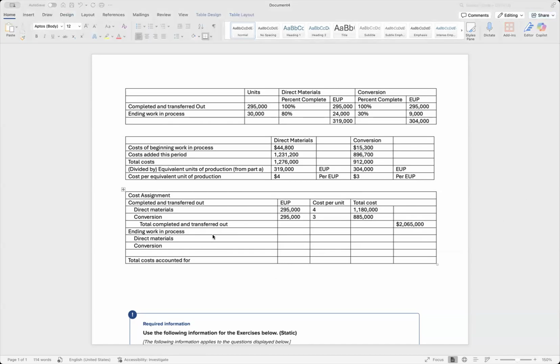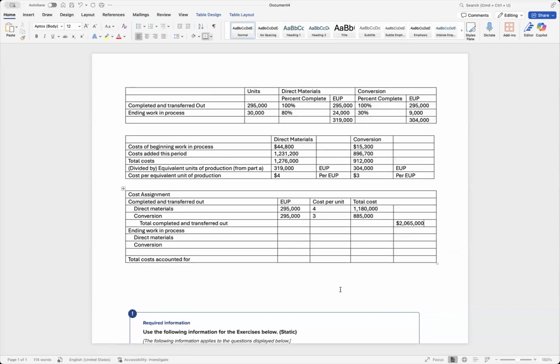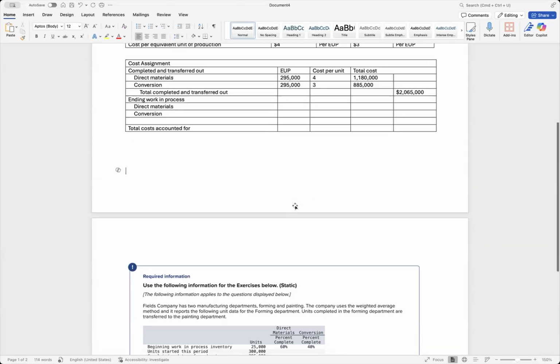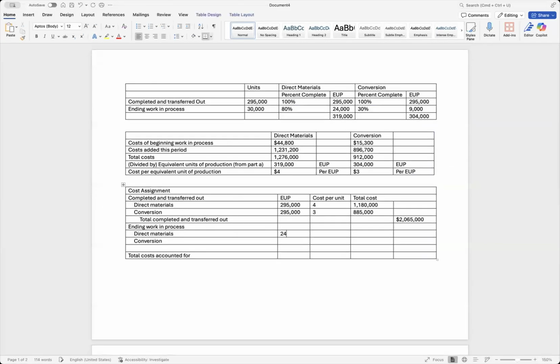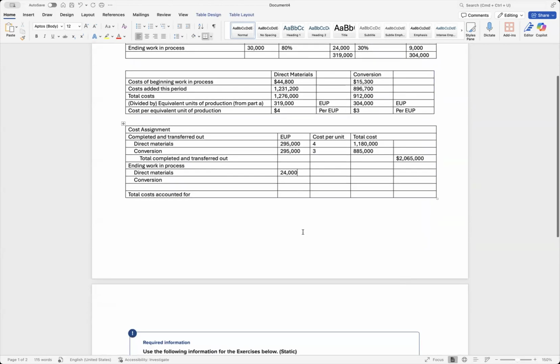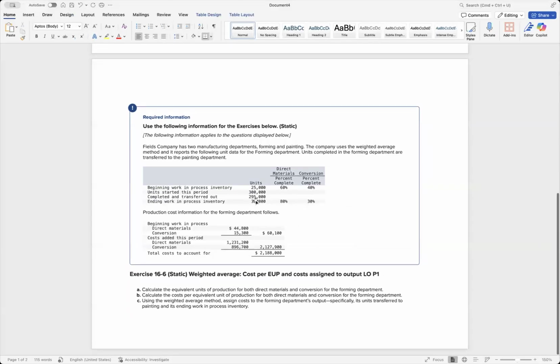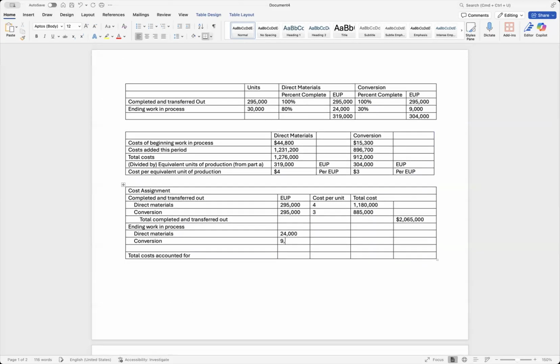Okay. Now, for my ending work in process. So my direct materials for ending work in process, let's go back to the question. My ending work in process was 80% of 30,000. So I need to do 30,000 times 0.8, which gives me 24,000. So I put 24,000 here. And my ending work in process for conversion was 30% of 30,000. So I take my 30,000 times 0.3, and that gives me 9,000.